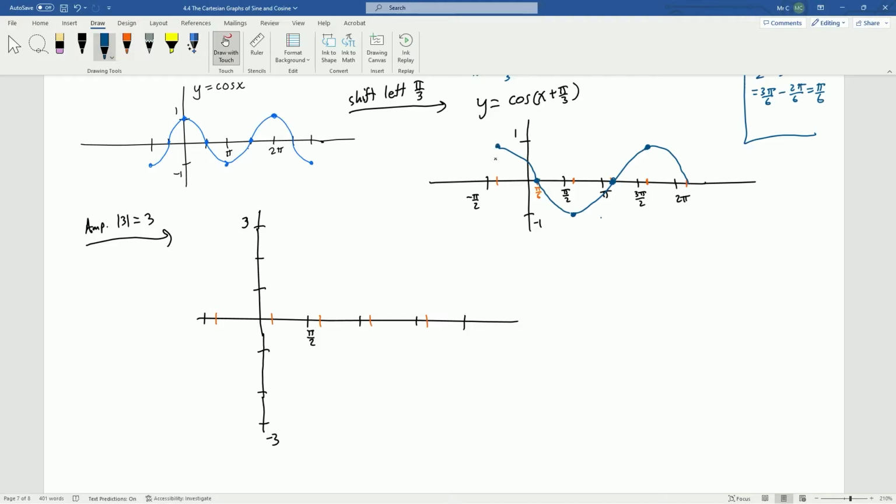And then, okay, here I had a peak at this first mark here, so that's going to move up to 3. And here I had a 0 at this orange mark, so that's going to stay 0. And here I had a -1, so it's going to go down to -3. And then 0, and then 3. And then over here it'll hit 0 again.